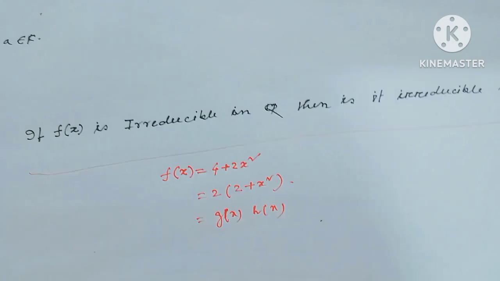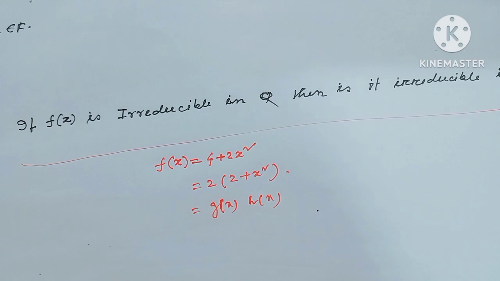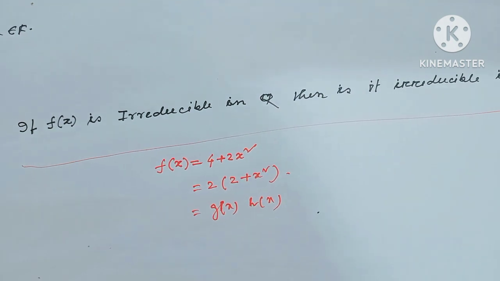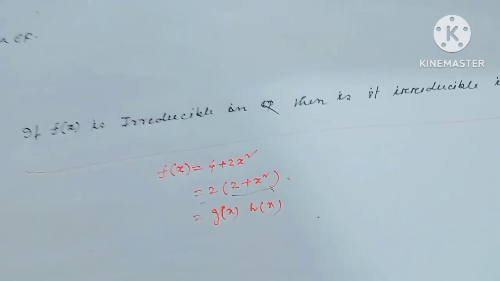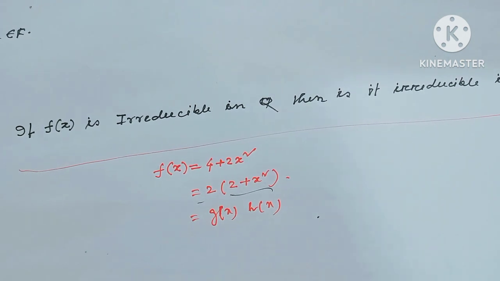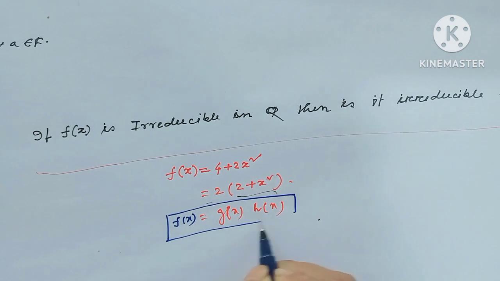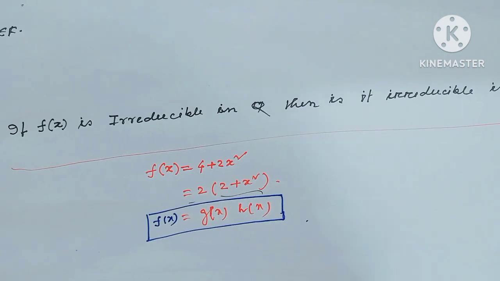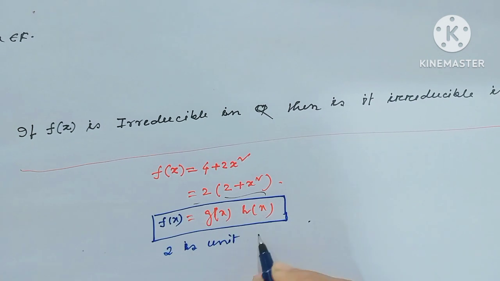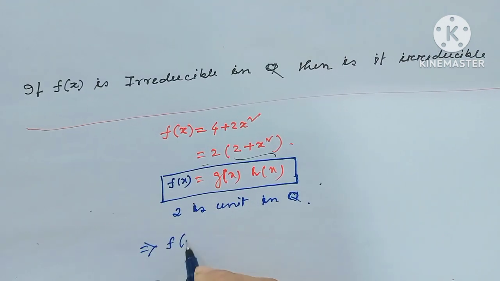Consider f(x) equal to 4 plus 2x². We can write 4 plus 2x² as 2 times (2 plus x²). Now consider, this is g(x) and this is h(x). Notice g(x) equal to 2 and h(x) equal to 2 plus x². That means the function f(x) can be written as a product of two polynomials g(x) times h(x). And here we all know 2 is a unit in Q.